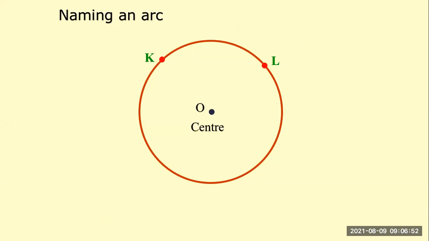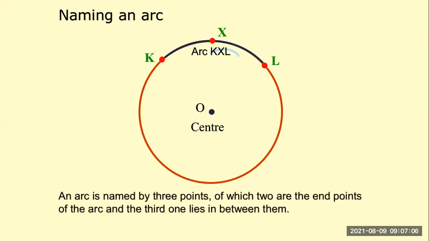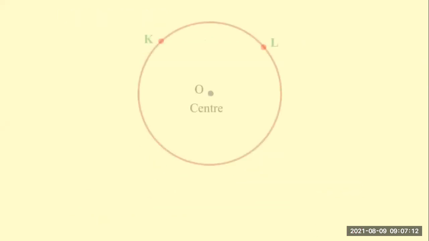We need to use 3 letters, okay? So here, as you can see, arc KXL. That's the correct way of naming that particular arc, okay? It is named by 3 points, where 2 points are the endpoints, and the third point lies in between.